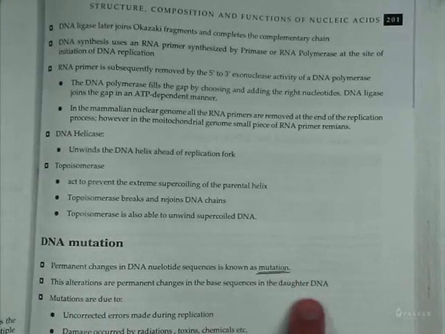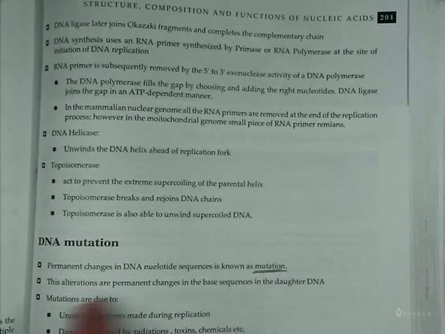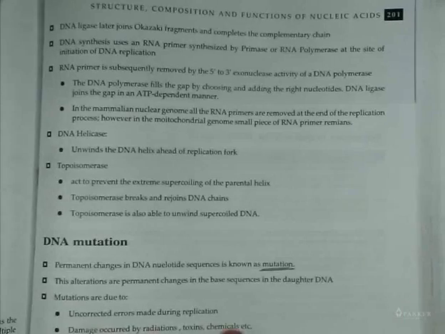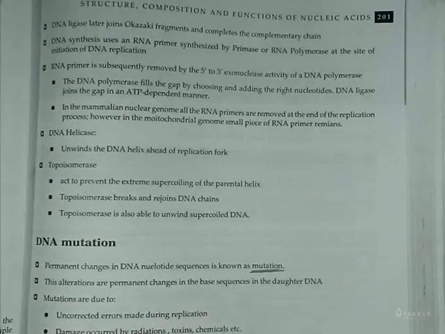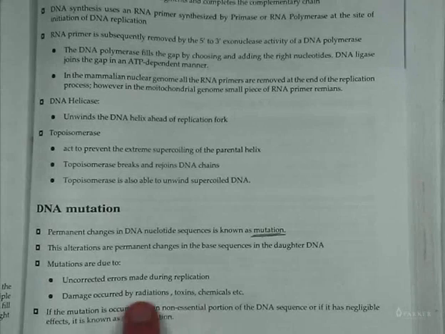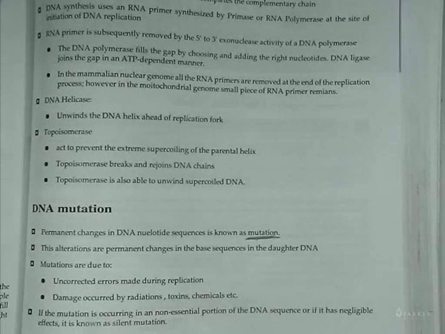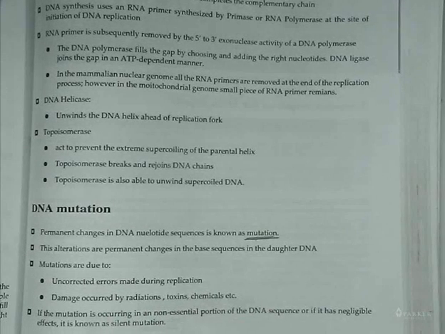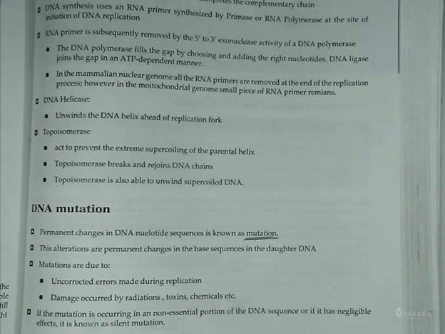These alterations are permanent changes in the base sequences. So those permanent changes are then seen in the daughter cells. And those are due to replication errors or damage by radiations, toxins, chemicals, what have you. This is how we get cancer, right?